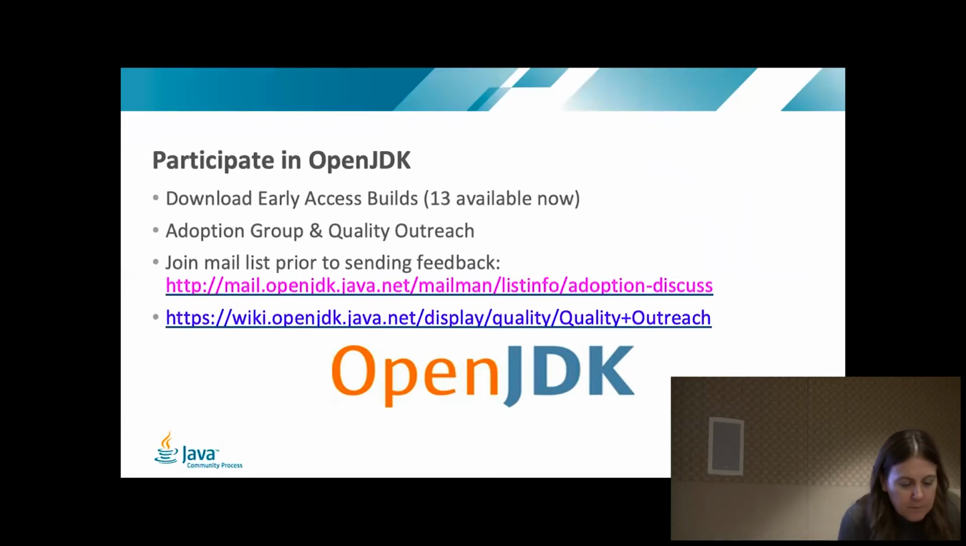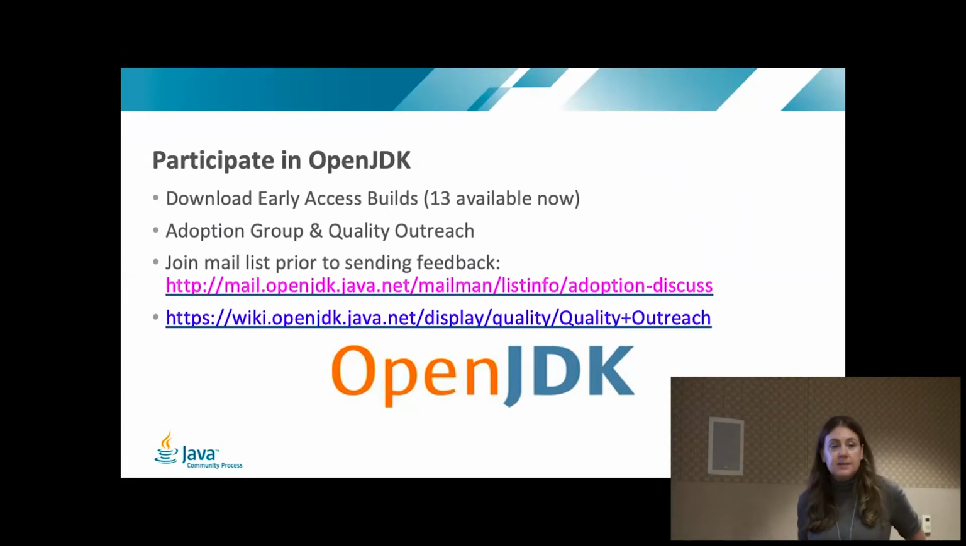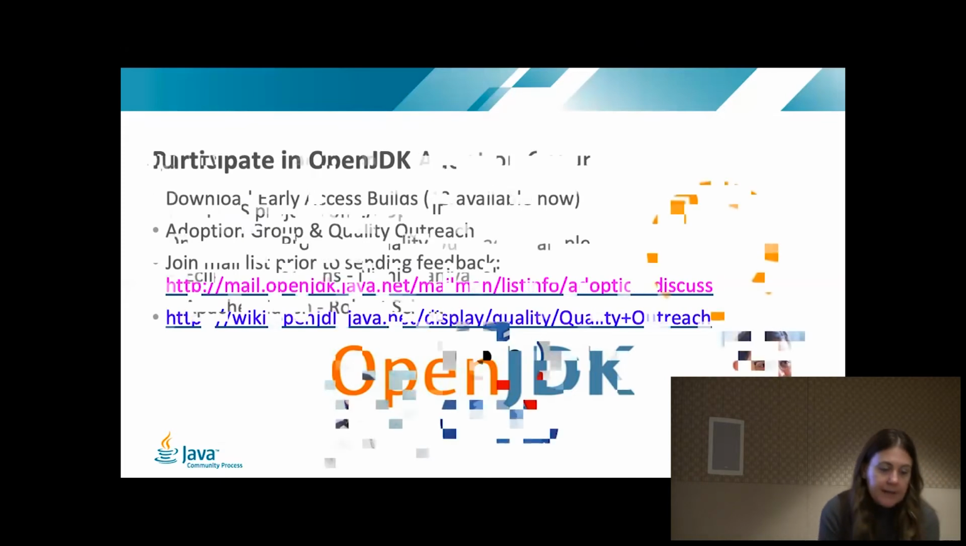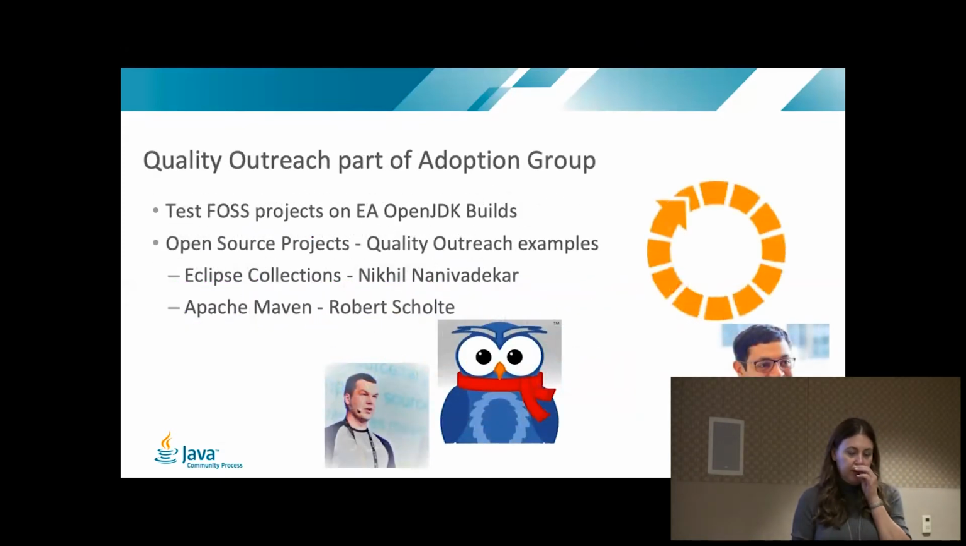And in the adoption group, there are 2 different mailing lists that you can join. One is a discussion list, so that's where people share their feedback on the early access builds, or if they don't know where to go in OpenJDK, they're newcomers. But there's also a quality outreach group. So this is another idea of how you could get involved and do a hands-on activity. The quality outreach group is part of the adoption group, and the idea with that group is that members of the community would help free and open source projects to stay up to date with the latest release.